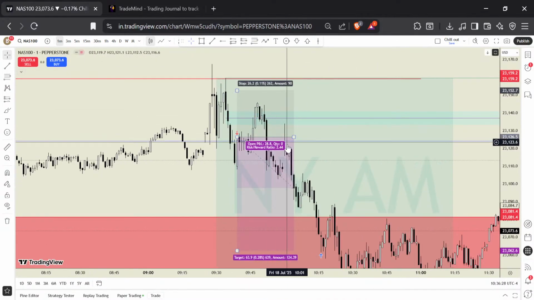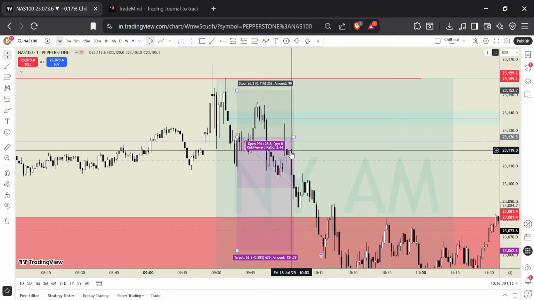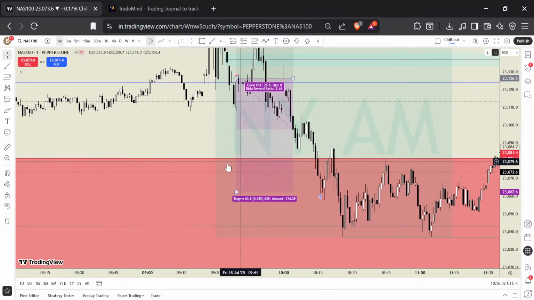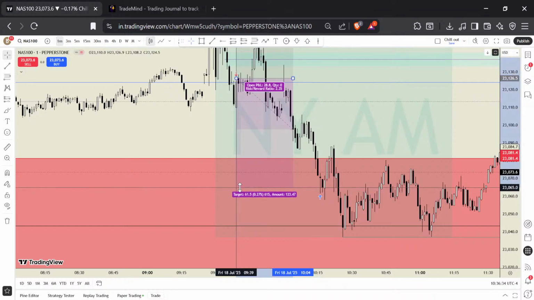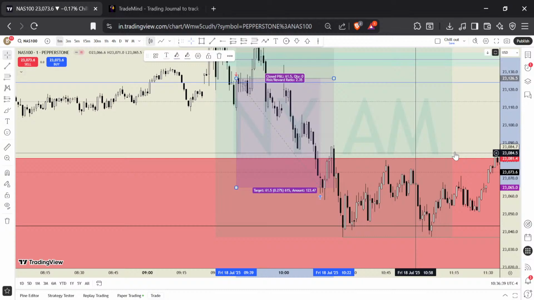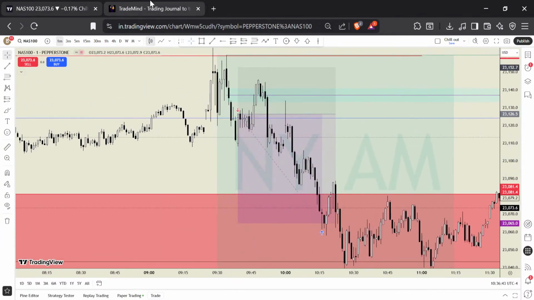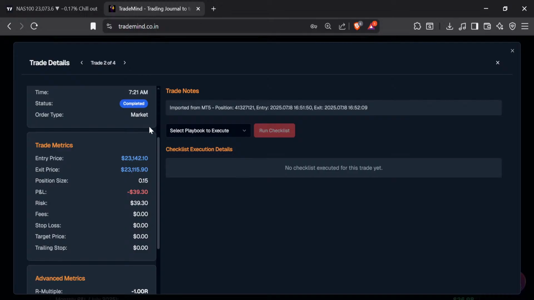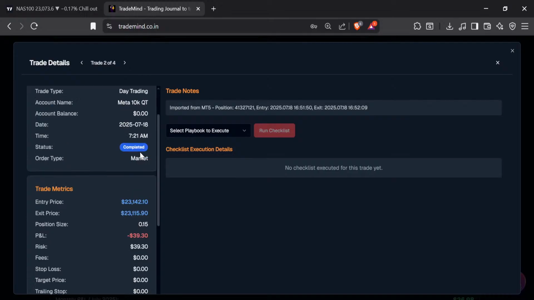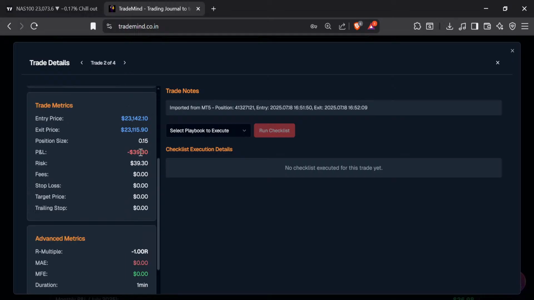If you can see, I scaled again in this area, and then we exited exactly at this area. So that was a good trade, bro. That was literally a very good trade, but I fumbled it. So if you can see, guys, if you're seeing this, you have to understand how much a losing trade is costing you.